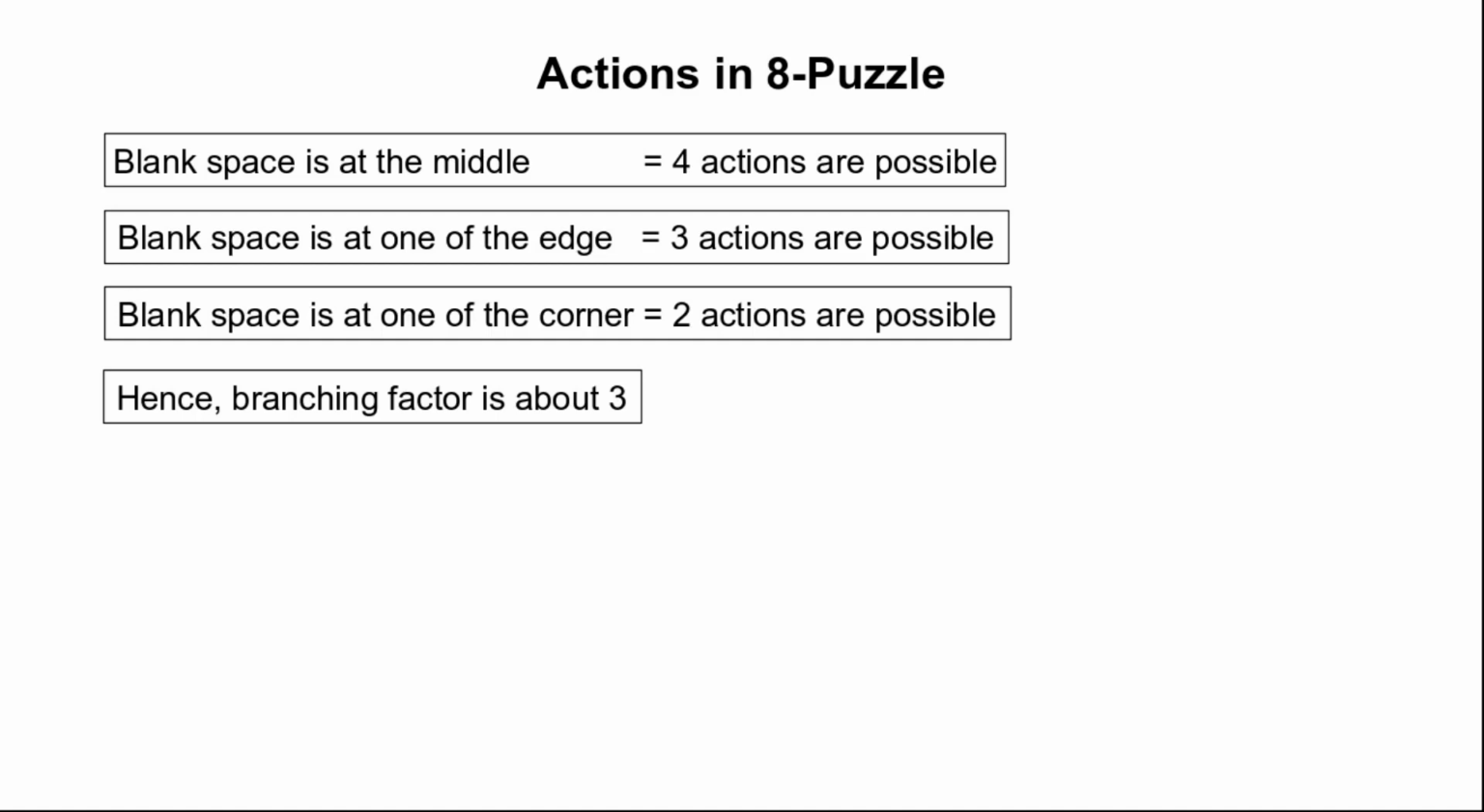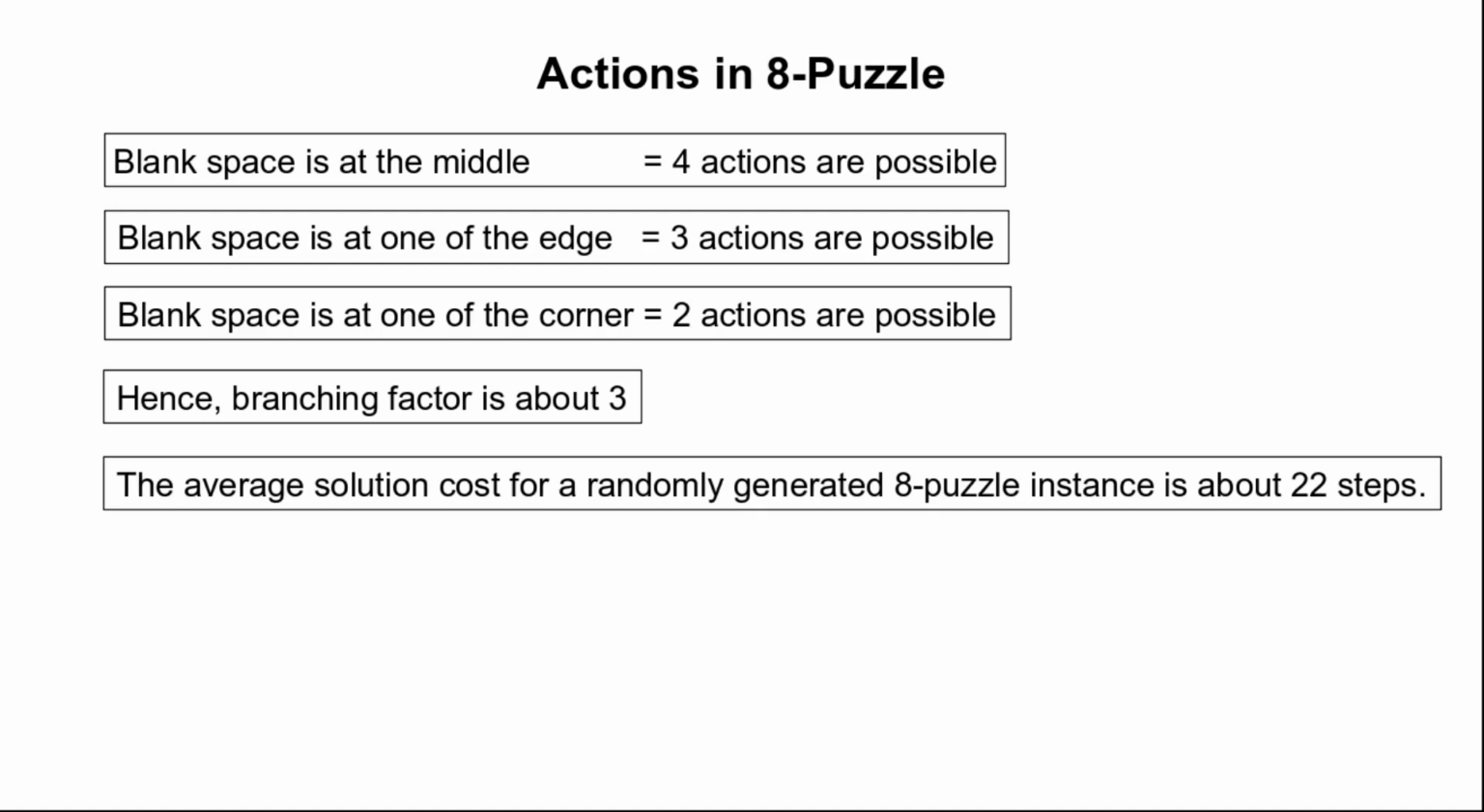So now on average, given a node, it will have about three successors. So the branching factor for the state space is about 3. Now the average solution for a randomly generated 8 puzzle instance is about 22 steps. So given any starting state, we may need to make 22 moves to reach the goal state.